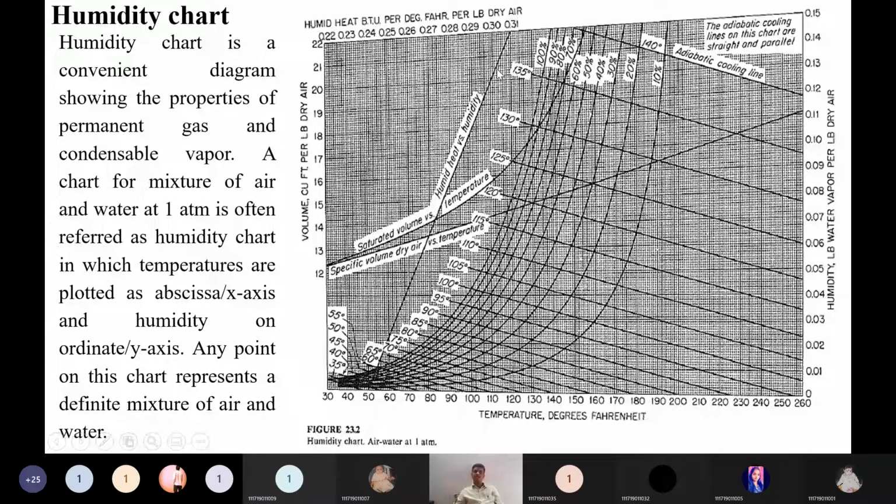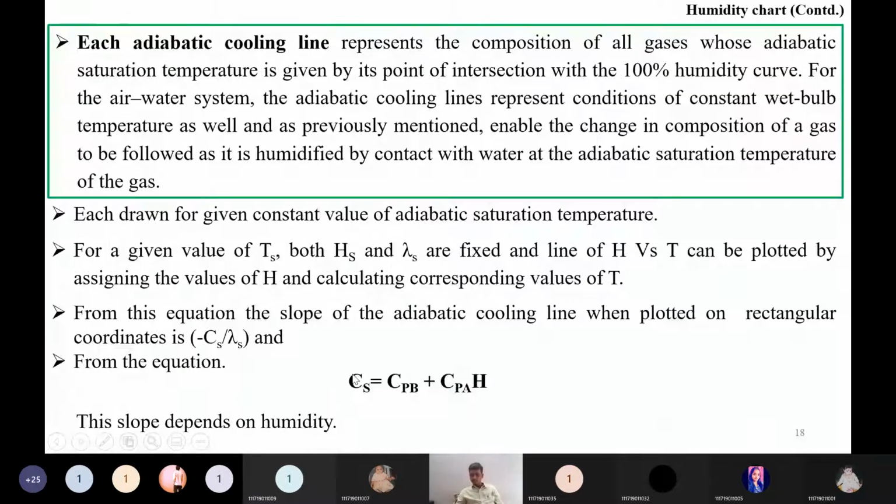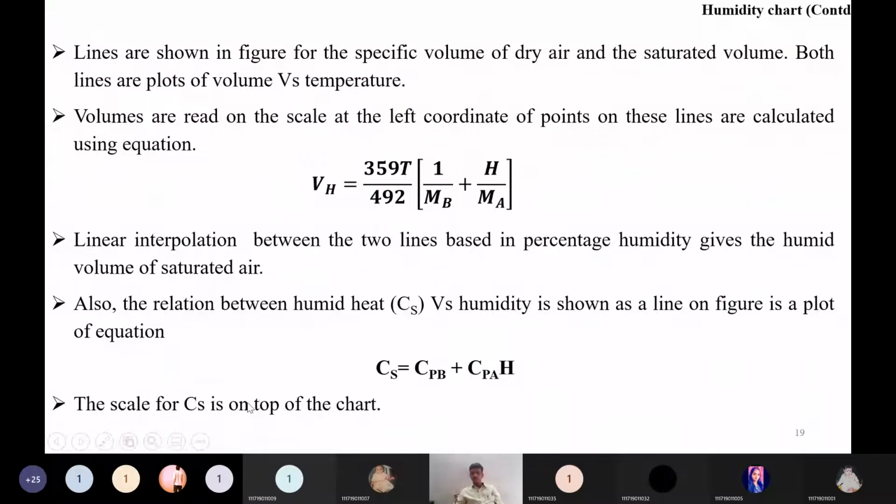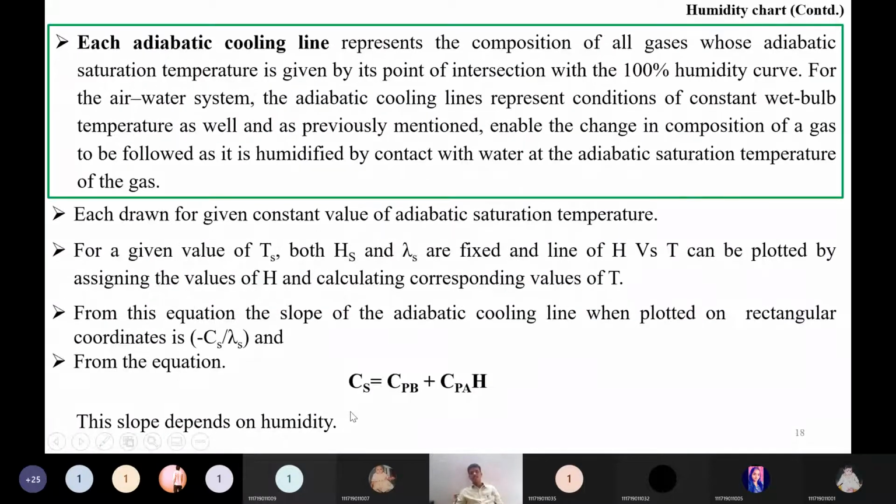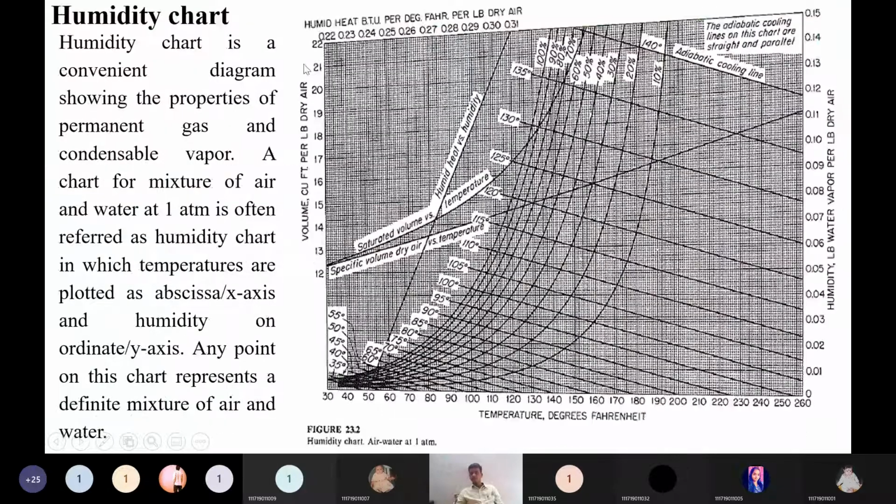With both the functions we can draw this line. That is called the Cs versus humidity line. Using this equation you can draw that one. So this slope depends on humidity itself. It is dependent. The scale of Cs is at the top of the chart. There is Cs, which is at the top of the chart. That is humid heat.